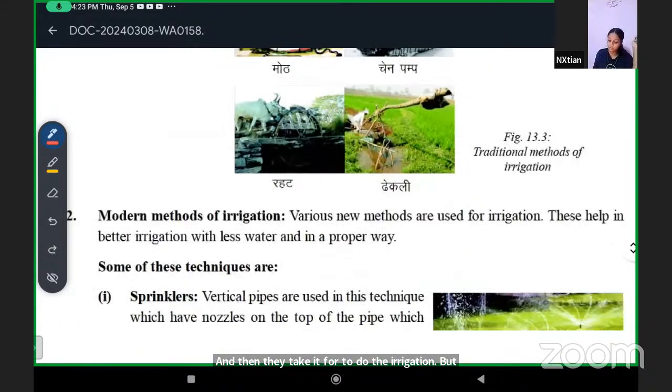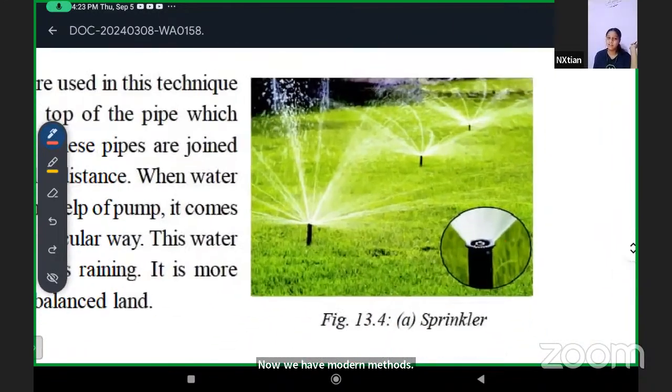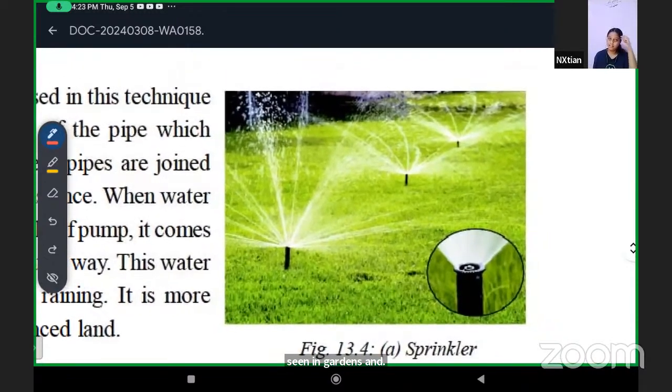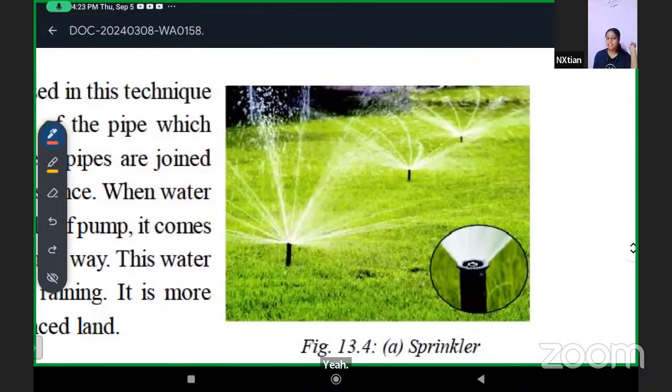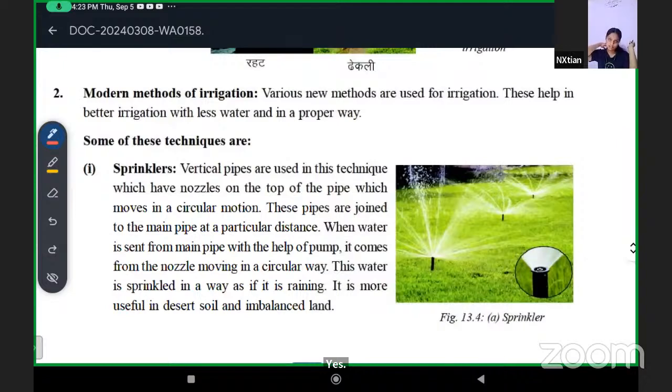Now we have modern methods. We have sprinklers. You must have seen them in gardens and fields. I hope you have seen the sprinklers.